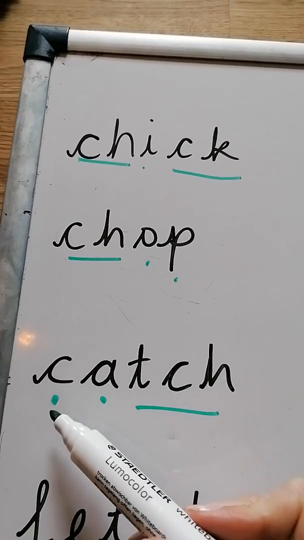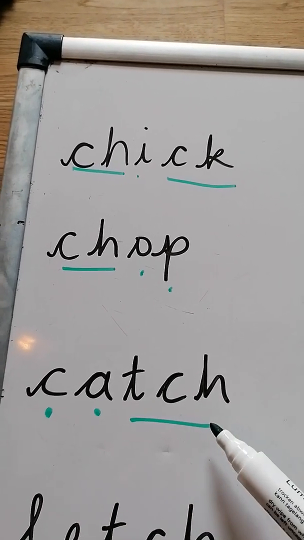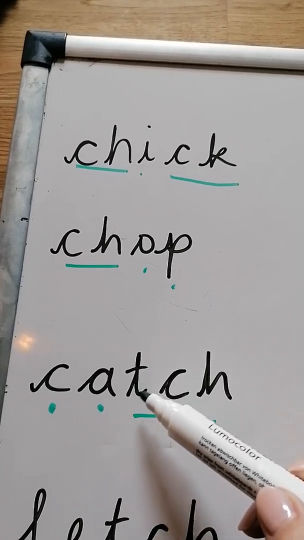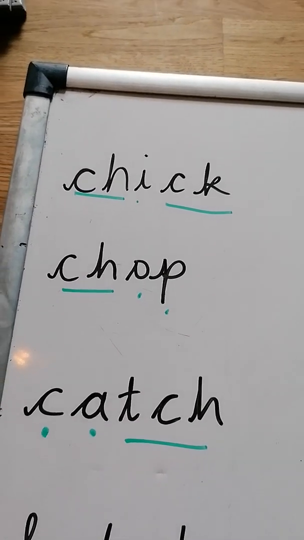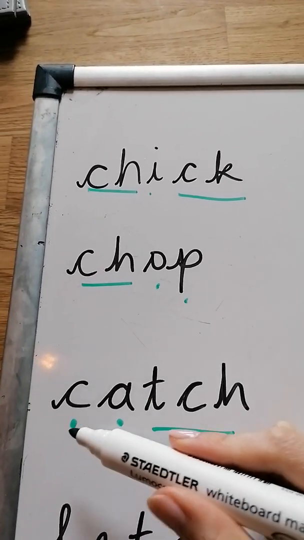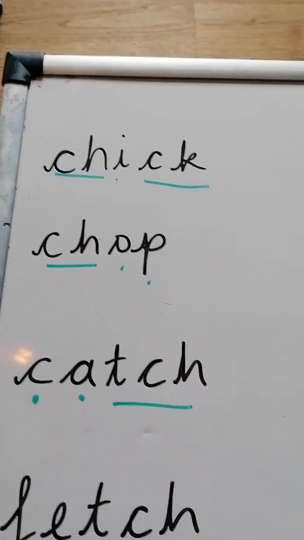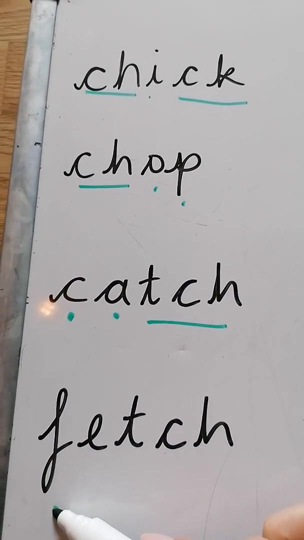All together. K, a, ch. So it's got a t in it, which is silent because we don't often say that letter. So k, a, ch, catch. Your turn.